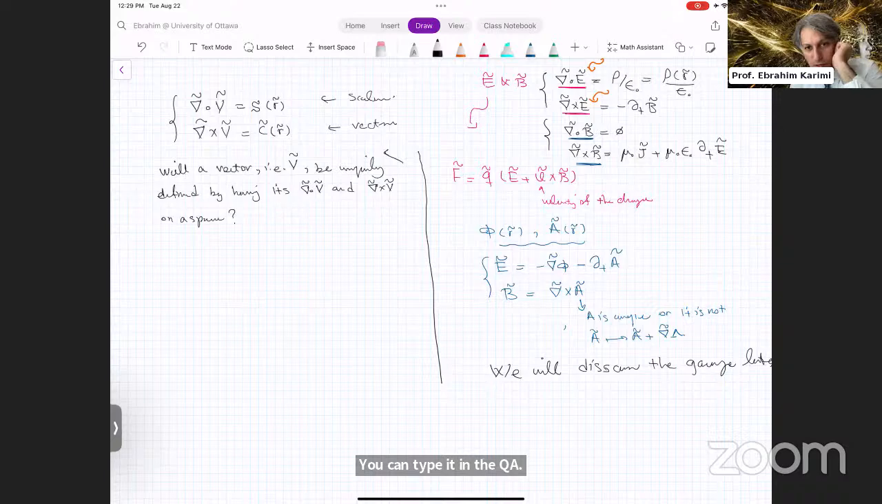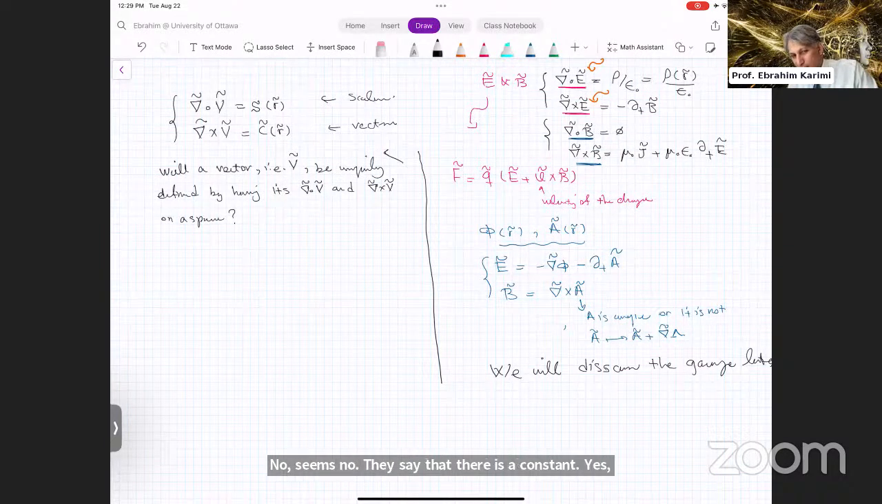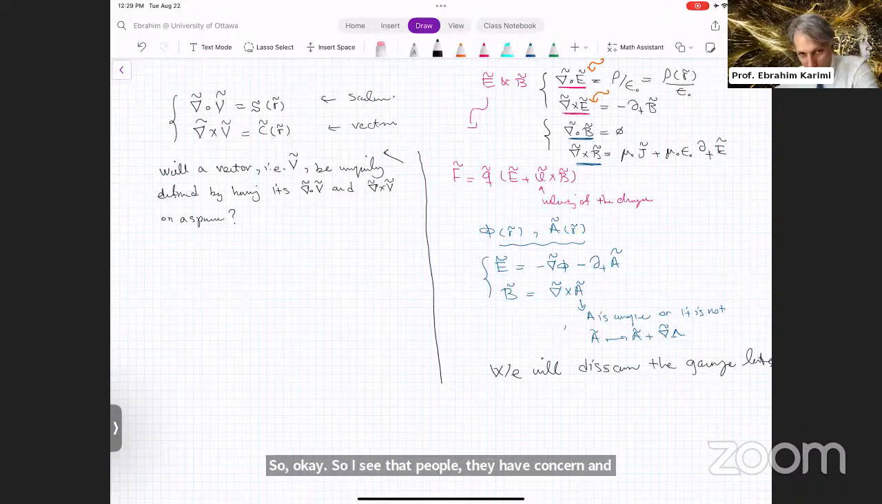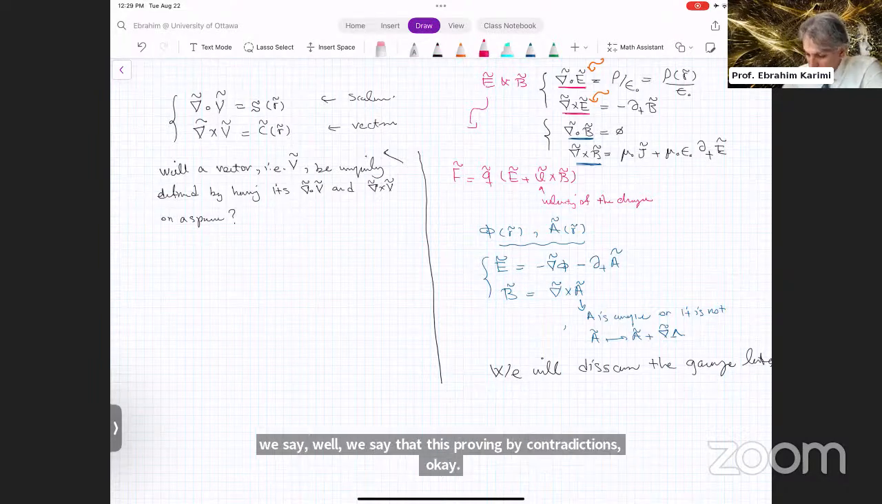No, it seems no. They say that there is a constant. Yes, by the Helmholtz theorem. Well, I have to be careful, Amir Hossein. We will go with that. I see that people have concerns, and some people are posing properties, equations, or theorems that I have to consider. So when it comes to these kinds of problems, usually we say, let's prove it by contradiction.